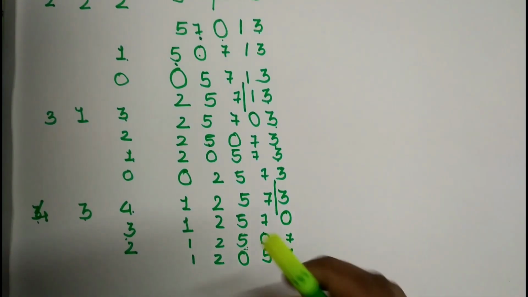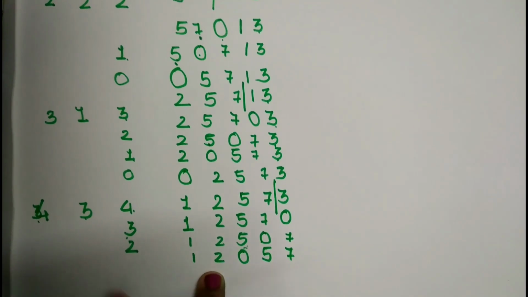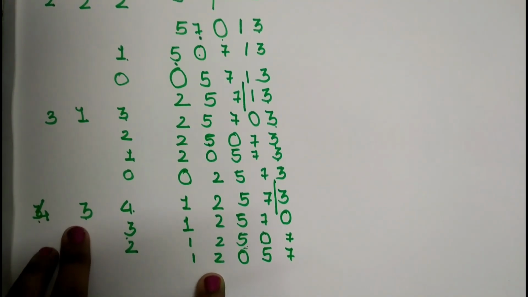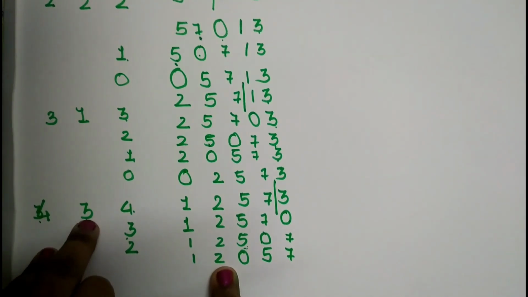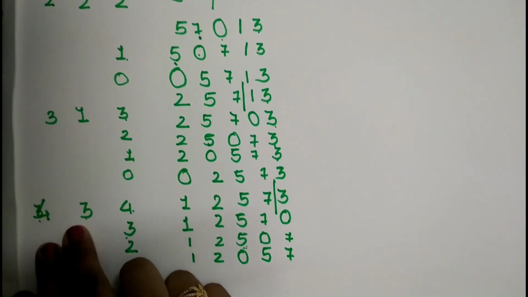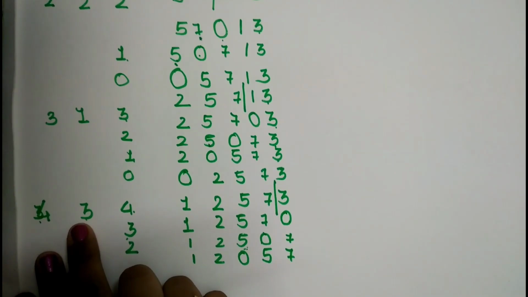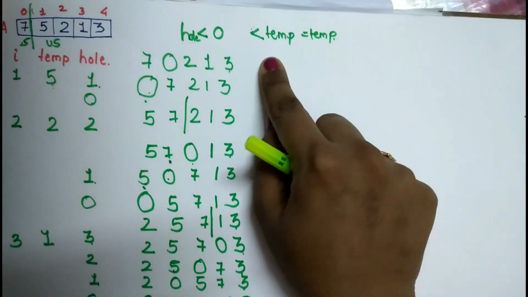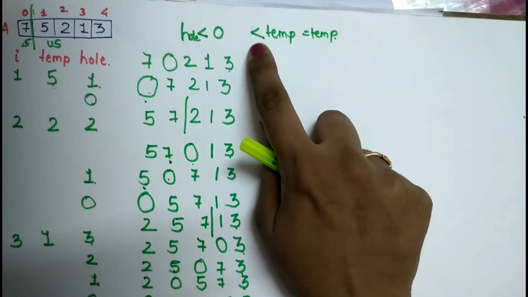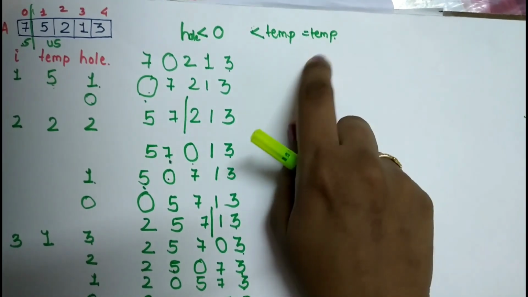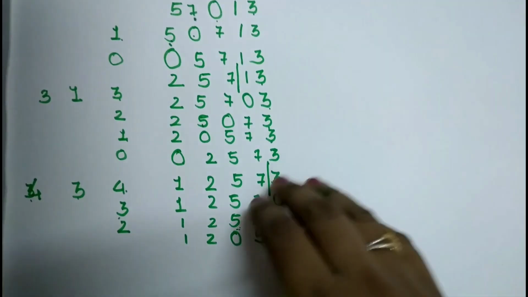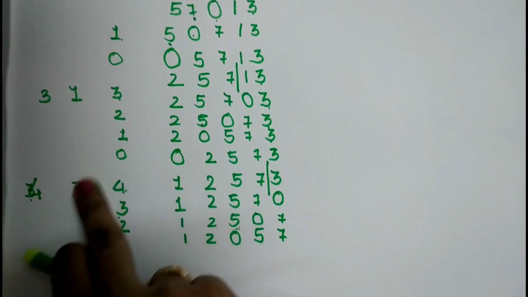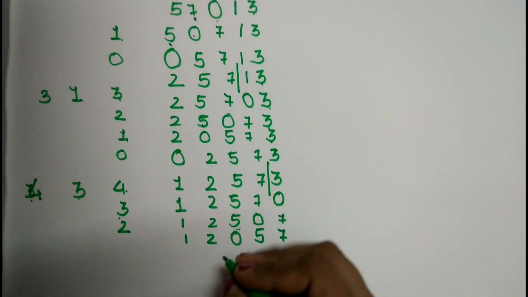Now I'll compare the previous hole with my temporary once again. I find that it is smaller than my temporary. So now what will I do? I've again encountered my stopping condition, that is, I found a value that is less than or equal to temporary. So now I'll stop here and bring my temporary back to the hole.